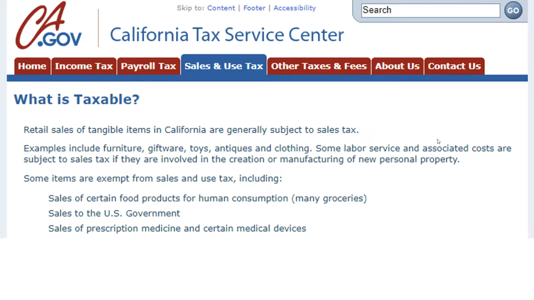Here's a screenshot from the California Tax Service Center online, just to show you what things are considered subject to sales tax. So you have furniture, giftware, toys, antiques, clothing, and then things that are exempt and will not be taxed. Things like certain food products for human consumption. Usually candy isn't taxed, for example. Sales to the U.S. government from the state of California, so the government doesn't have to pay tax, and prescription medicine and medical devices.